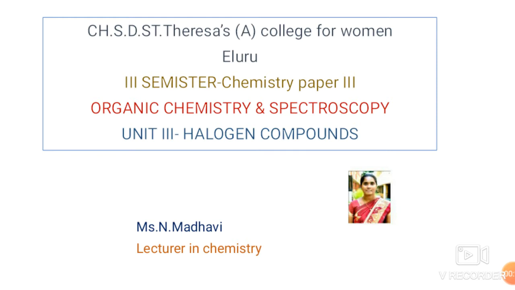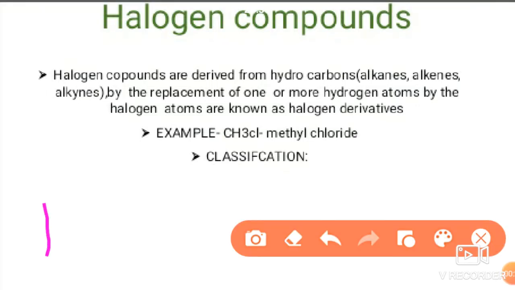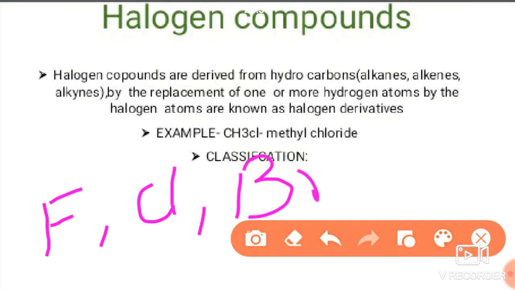Today I would like to explain the topic: halogen compounds. We know the names of the halogens. Halogens are fluorine, chlorine, bromine, and iodine. These are more electronegative in nature and they have a lone pair of electrons on the halogen atoms. Compound means composed of atoms from more than one element held together by a chemical bond, then it is said to be a compound.